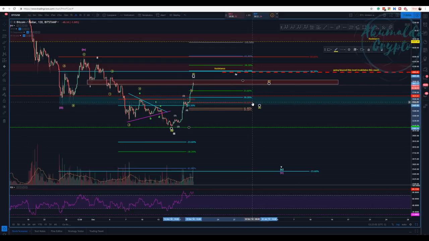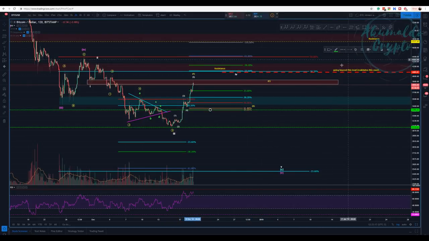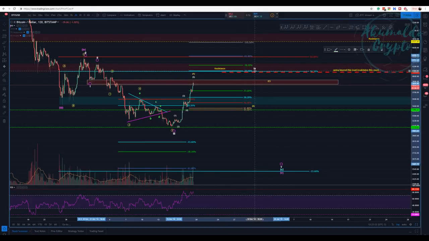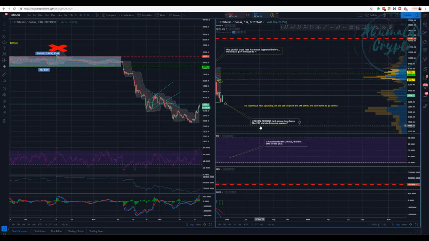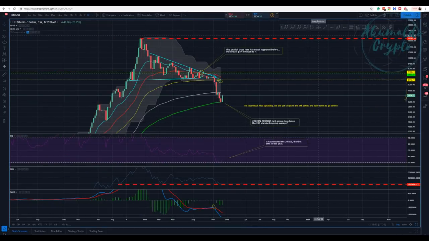3300, we're gonna test the 3500 again. This is what I'm looking for, so I'm gonna put this line here. So, yes, this might be A, this might be B, this C. I'm starting to not really like this count that I'm proposing. But nevertheless, this is what we have.